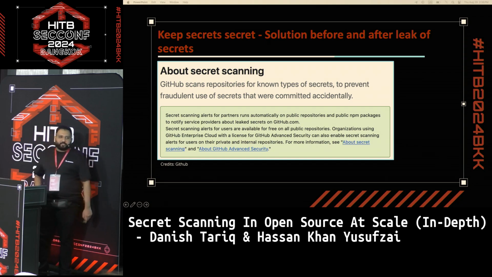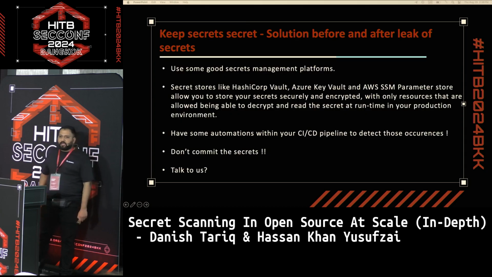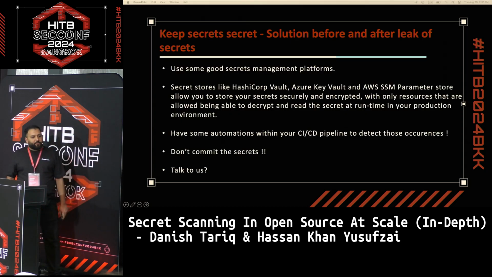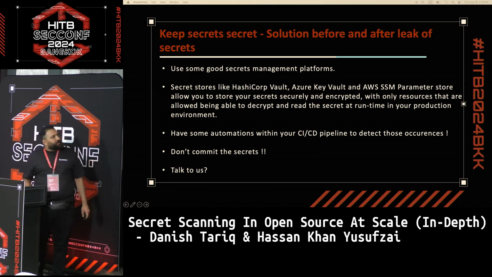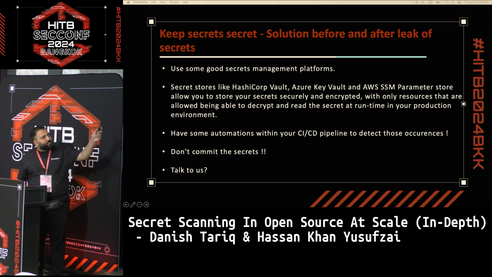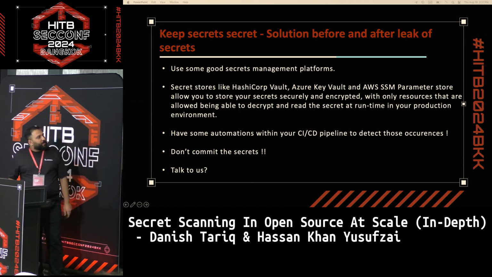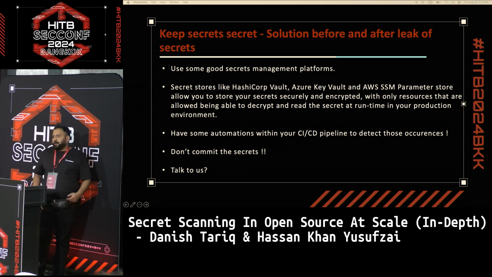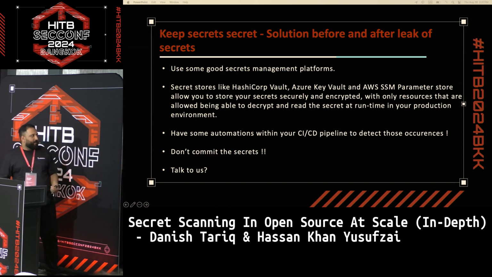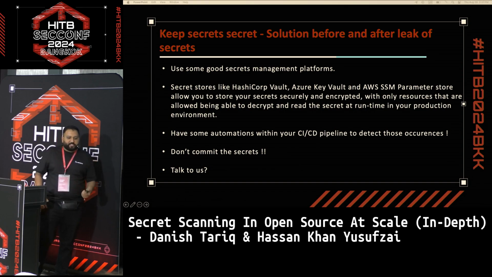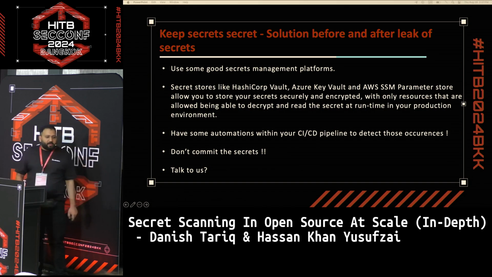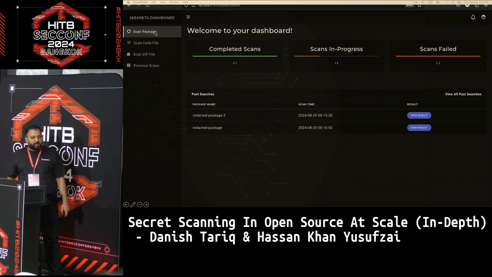GitHub does have a good secret scanning functionality. You could also utilize that in a way. You could use good secret management platforms depending on your setup and environment. You could use Azure Key Vault, you could use AWS SSM Parameter Store to deploy those secrets in a safer manner, and obviously have some automation within your CI/CD pipeline to look for these secrets when you are developing something, and don't commit the secrets.